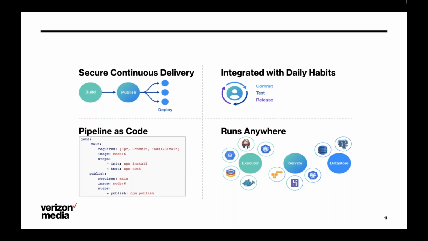And it gets integrated with your daily habits. The daily habit for a developer is you want to always be able to develop the code and commit it. At that point in time, the code should be able to channel through your pipeline and get into a releasable state and get released. So you commit, you test, and you release. That's the primary daily habit that Screwdriver enables.